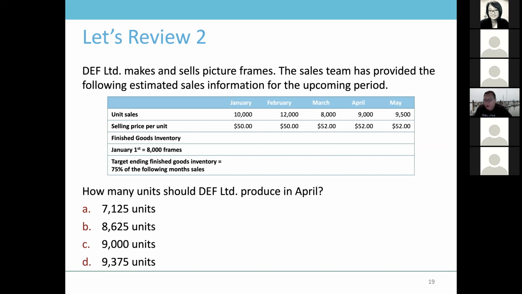The way I do it is I use May and April, the difference in terms of unit sales. That would be 500, 9,500 minus 9,000. So 500 times 75% is 375. Then I add that number to the 9,000. That's how I got this number. Okay.